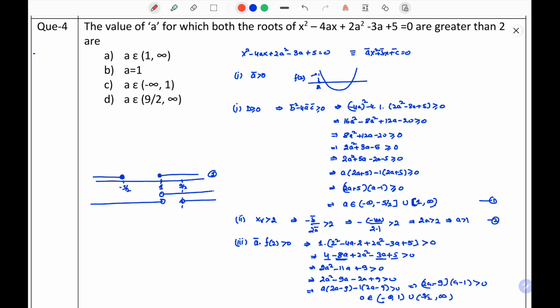Now we have to see which is the common solution. That will be the answer. So the common solution, we are seeing here, the first lies in the region. This is also here. Then the second solution is also there. And the third solution also lies for the value of a belonging to 9 by 2 to infinity. Hence option D is the correct option.